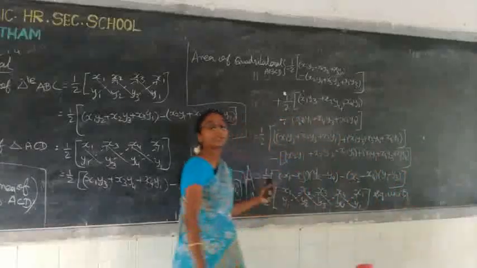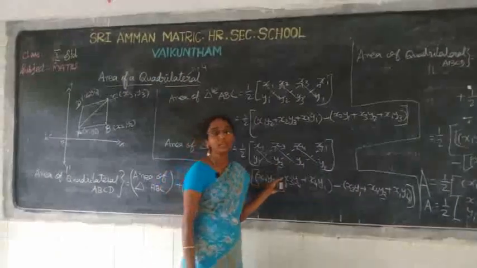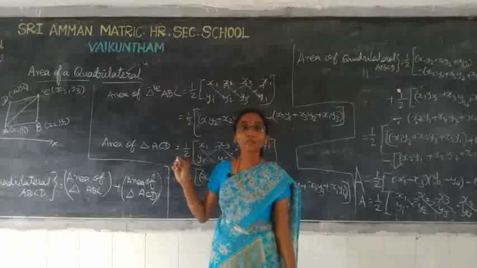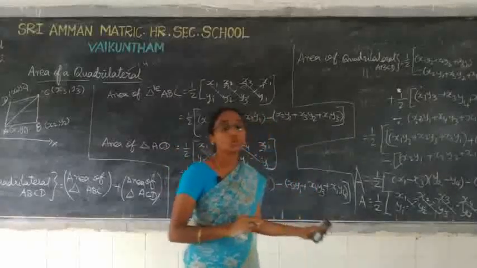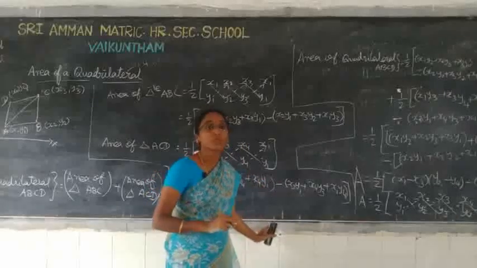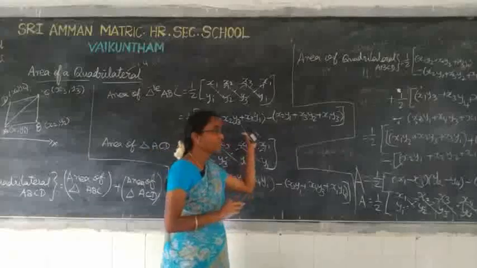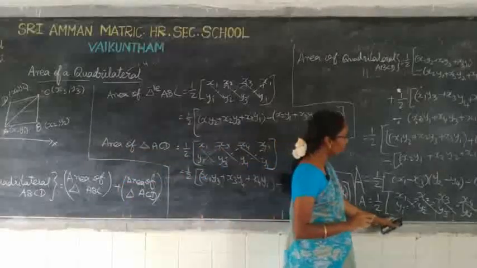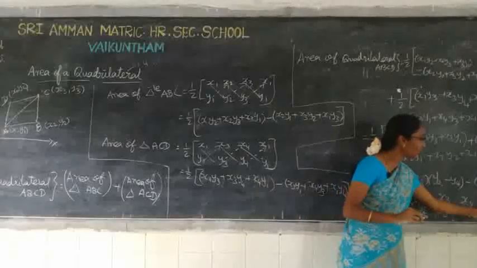This is the derivation of the area of the quadrilateral. Sometimes the creative questions ask to derive the area of the quadrilateral. So only you know about this one. The area of the quadrilateral you write in the same manner as the area of the triangle. So A equal to half into x1 y1 x2 y2 x3 y3 x4 y4 x1 y1.